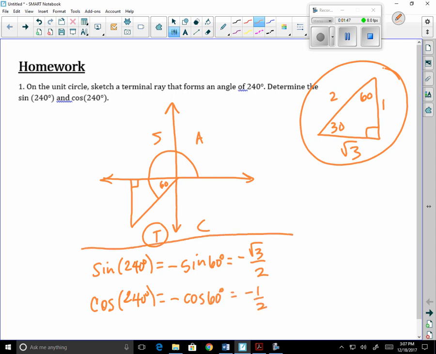Now we talked about in class how we could check these. If you type them in the calculator, you can then check the decimals and see if the decimals match, all that good stuff.